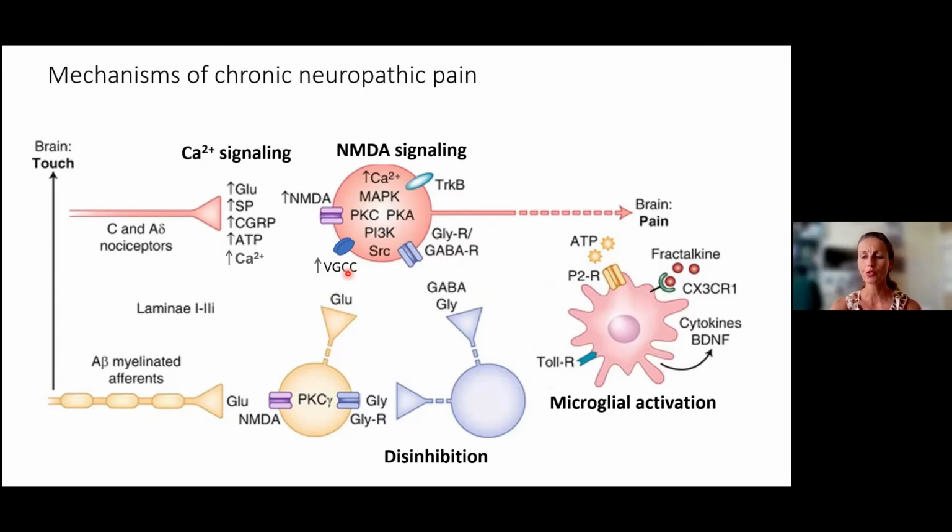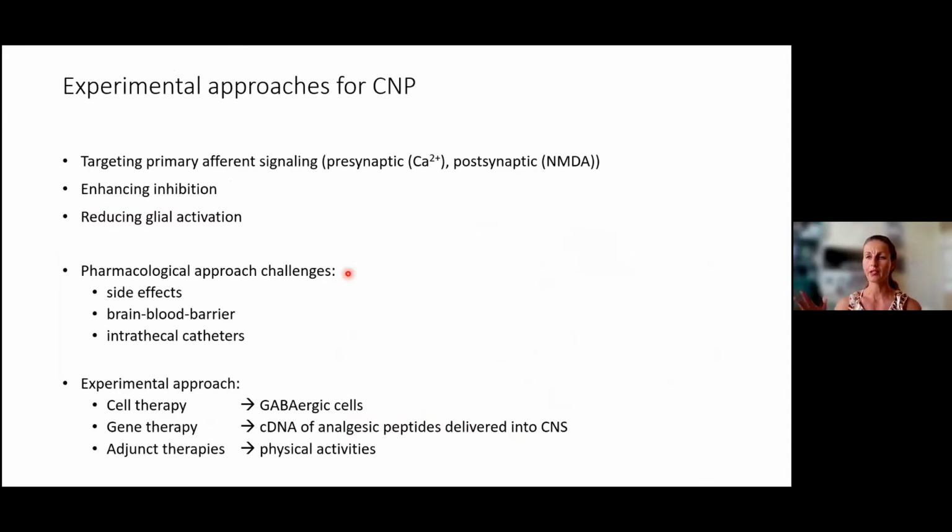So the treatment approaches that are targeted to the chronic neuropathic pain are focused on those three or four mechanisms. So it's targeting the primary afferent signaling with the presynaptic calcium channels and postsynaptic NMDA channels. So this is targeting the glutamate excitatory neurotransmission. We're trying to reduce the excitatory neurotransmission, we're trying to enhance the inhibition, and we're trying also to reduce the glial activation in the spinal cord.